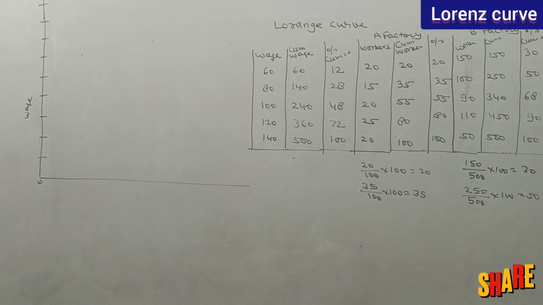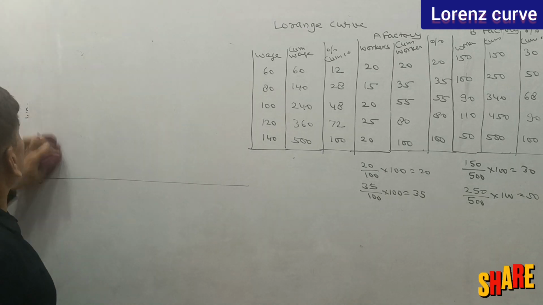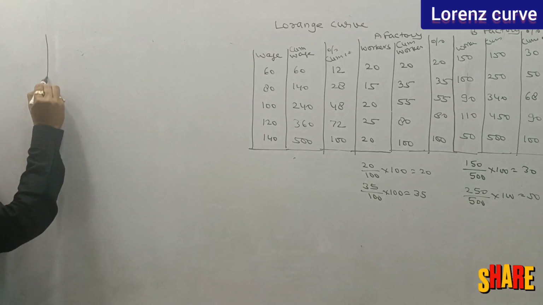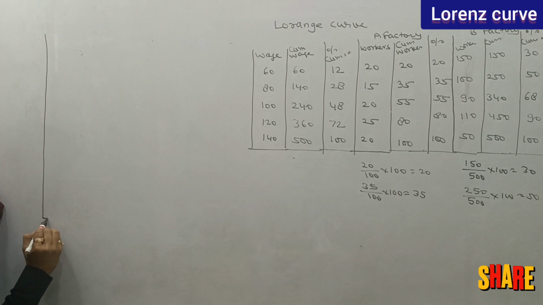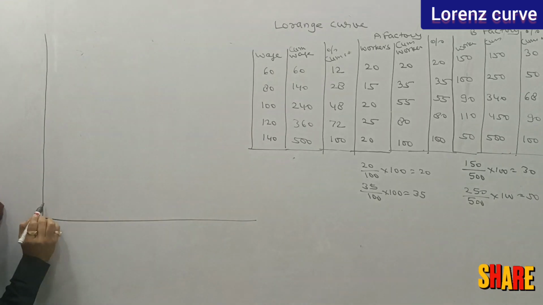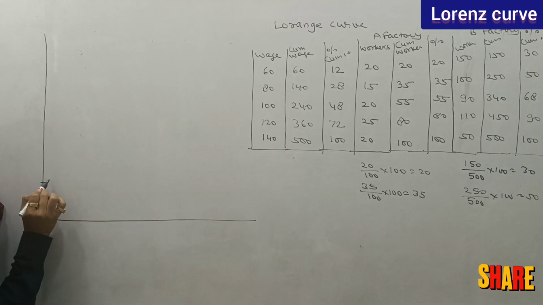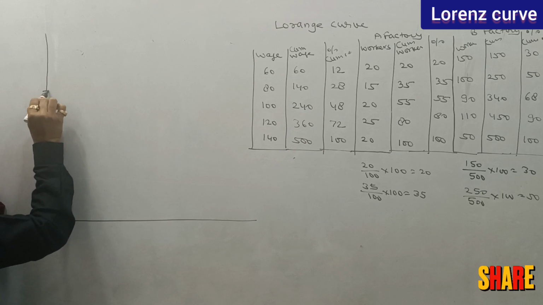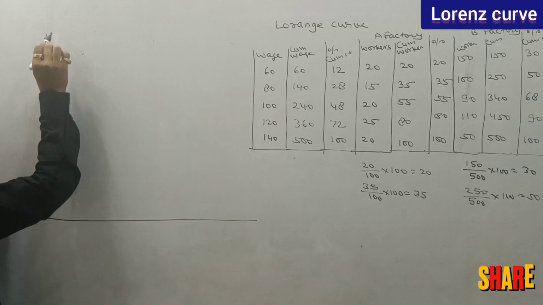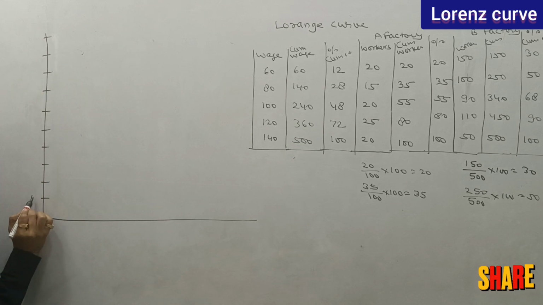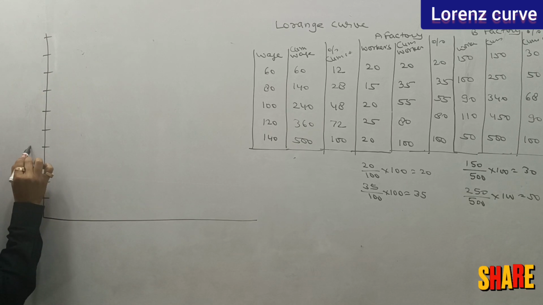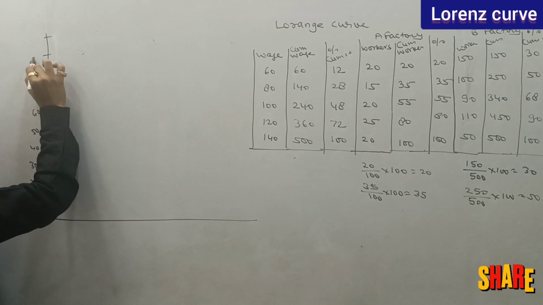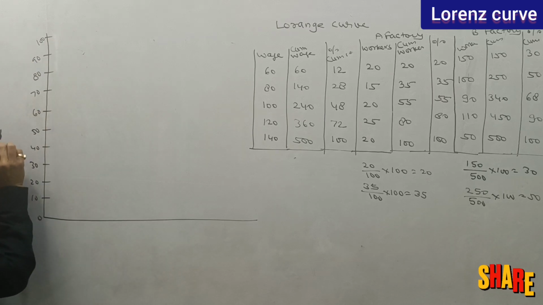Okay. We need some space here because otherwise it will not fit and that will create a problem. We have some space here. 0, 10, 20, 30, 40, 50, 60, 70, 80, 90 and 100. So this is wage: 10, 20, 30, 40, 50, 60, 70, 80, 90, 100. Percentage of wage.